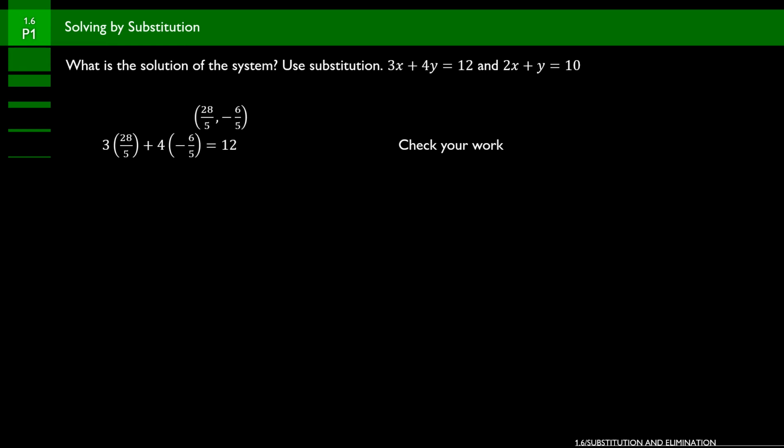You've now got 3 times 28 over 5 plus 4 times negative 6 over 5 equals 12. 3 times 28 is going to give you 84, so 84 over 5. 4 times negative 6 is negative 24 over 5. 84 minus 24 gives you 60 over 5, and that is going to reduce down to 12, and 12 does in fact equal 12, so you know you've got the correct solution with 28 over 5, negative 6 over 5.